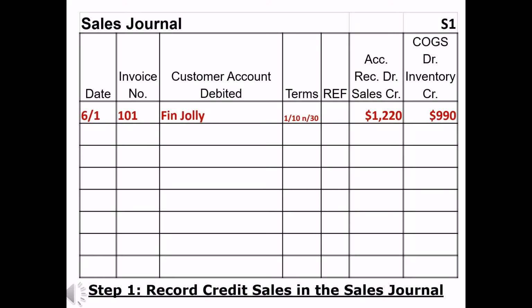Let's take a look at how these journals and ledgers work. Let's assume on June 1 that we sold merchandise inventory on account to Finn Jolly for the amount of $1,220. The cost of the goods was $990 and our invoice number is 101. You can see that we've entered everything into our sales journal, including our terms. We could have different terms for each customer, so it's good to write them here.